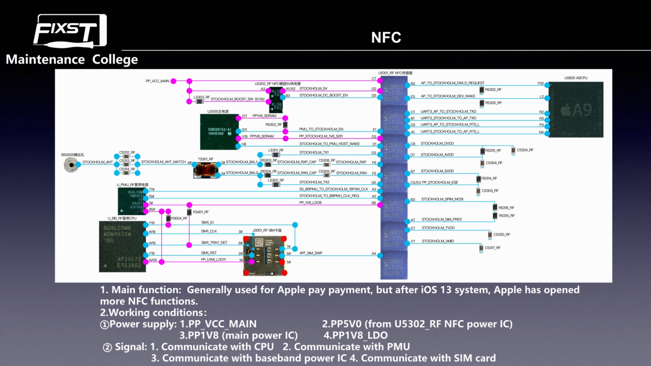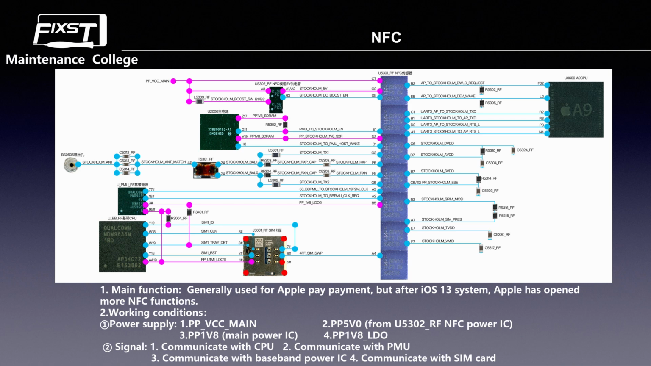Its working conditions are 2: one is power, and the second is signal. The NFC has 4 power inputs, and the signal communicates with the CPU, with the PMU, number 3 with the baseband power IC, and number 4 with the SIM card. First, we see the C7 pin of U5301, the NFC sensor. The C7 pin is PPVCC main, the power sent to the NFC sensor.